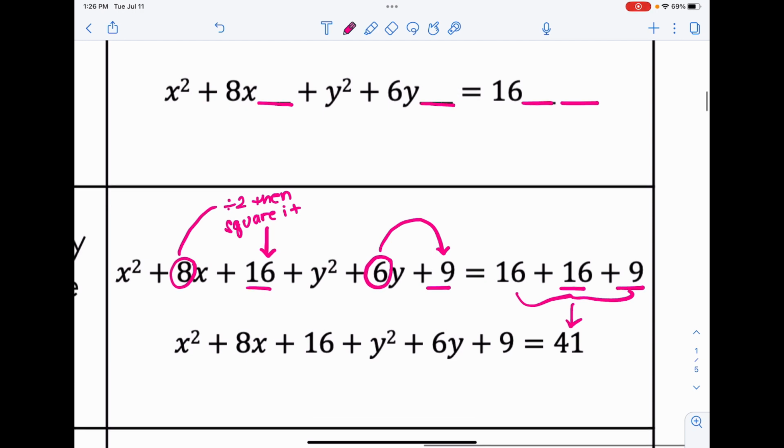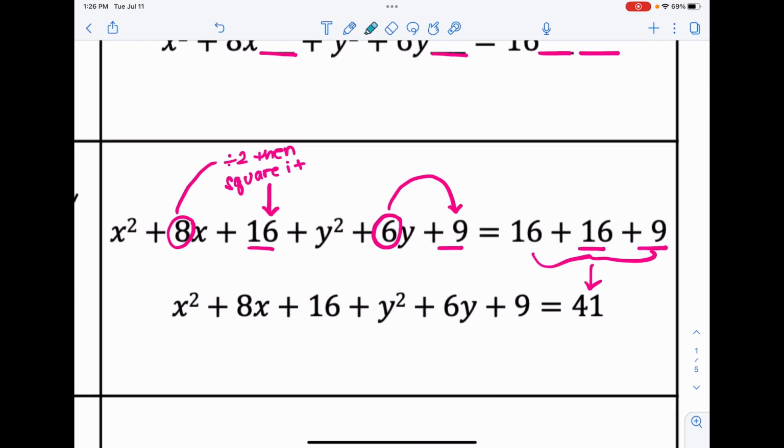All right, now if we take a look at this, I just want to highlight to show you basically what we're doing is we're creating two trinomials. One of them is x squared plus 8x plus 16, and the other is y squared plus 6y plus 9. We're creating these so that we can factor, and that will help us write this equation in center radius form.